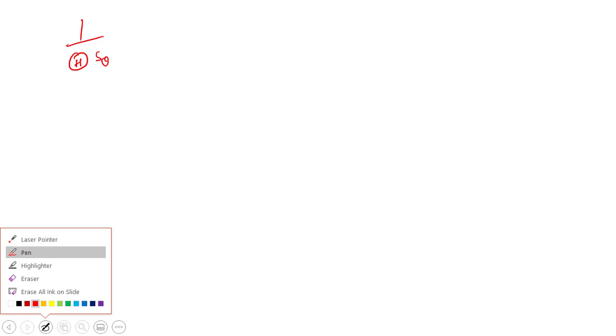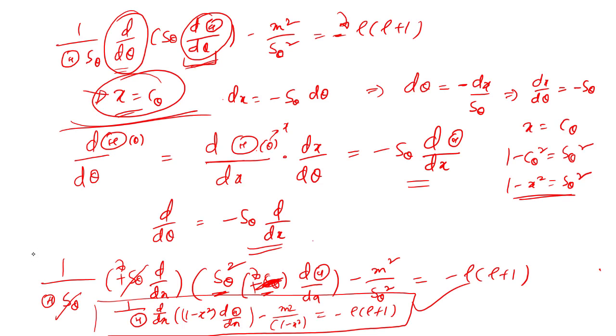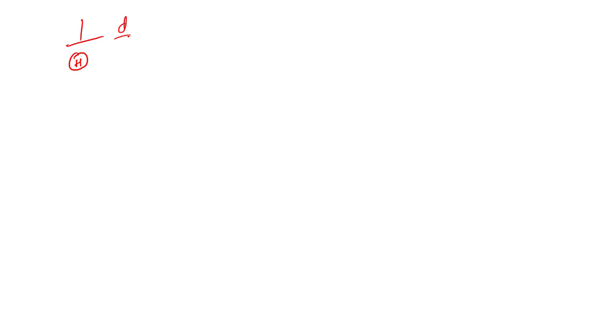So that would look like 1 over theta, right? Oh, sorry. We have removed all the thetas. 1 over theta d by dx of 1 minus x square d theta by dx minus m square by 1 minus x square is equal to minus L into L plus 1.